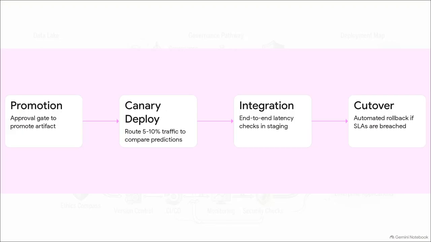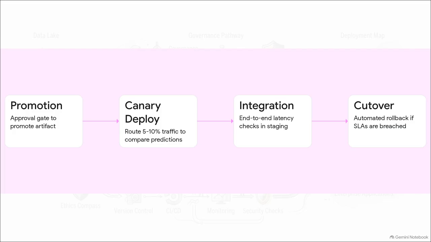And then, immediately following CI, the continuous deployment pipeline takes the wheel with 4 key stages. First, an automated or maybe manual registry promotion gate. Then you do a canary or shadow deployment, routing maybe 5 to 10% of traffic to the new model just to compare predictions. Third, you run rigorous integration tests to check end-to-end latency and throughput in a staging environment. And lastly, the production cutover.